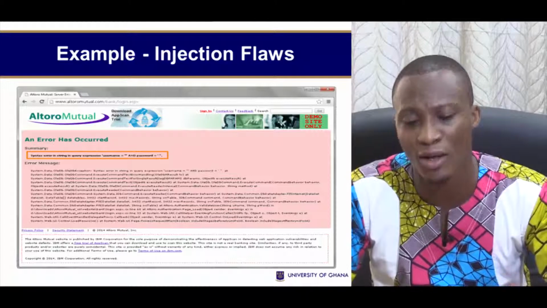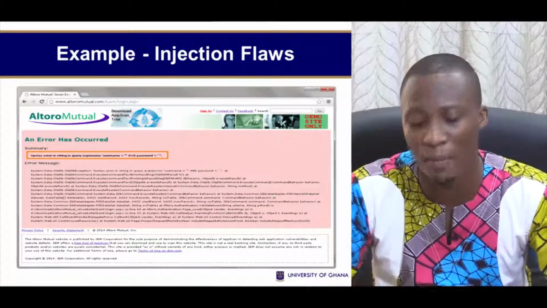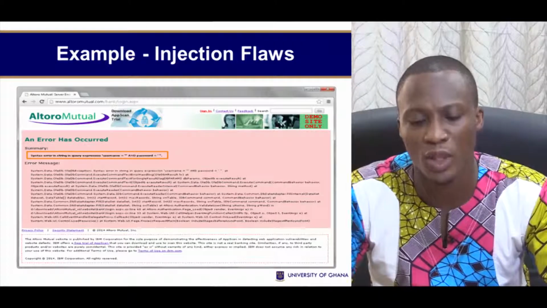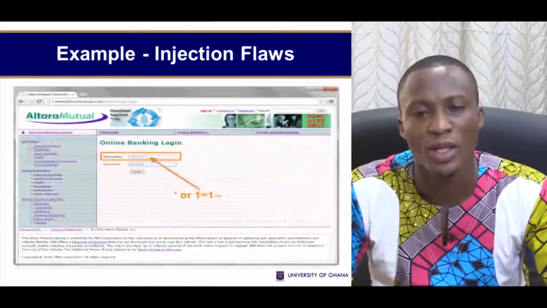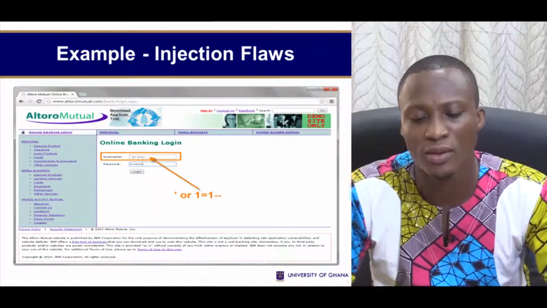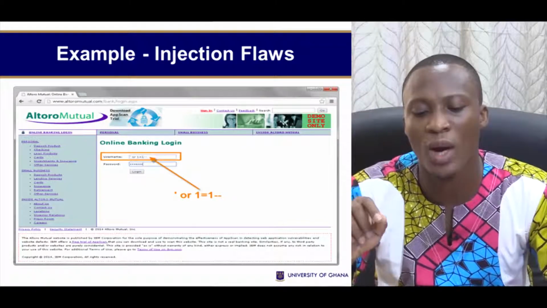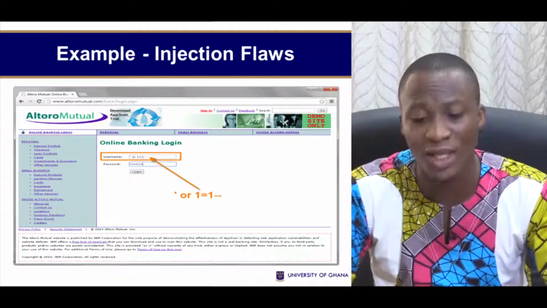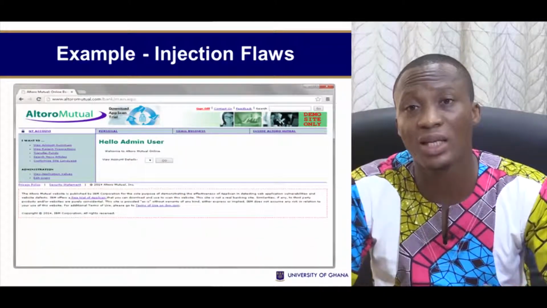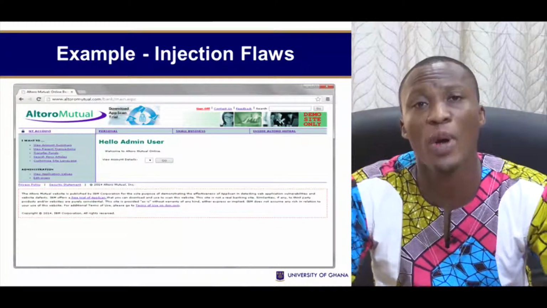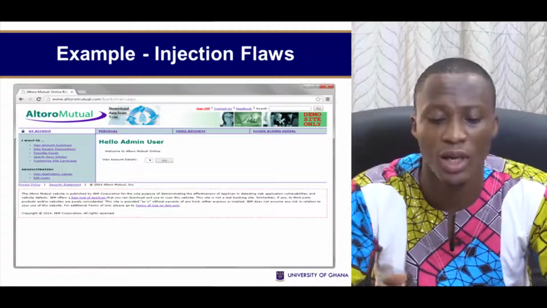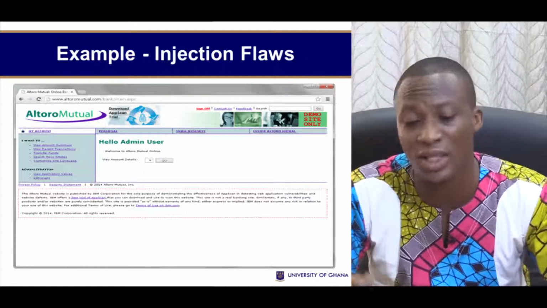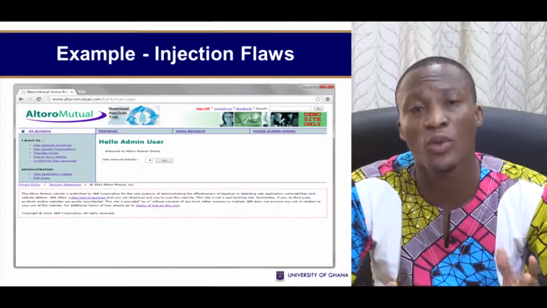Once the hacker falsifies some username and password, the person bypasses your network. For example, the person puts in a single quote, or 1 equals 1 with a double dash. Once this is executed, the person automatically has control over your web application. It says, "Hello admin user." This is an example of an SQL injection, and we will take you through it.